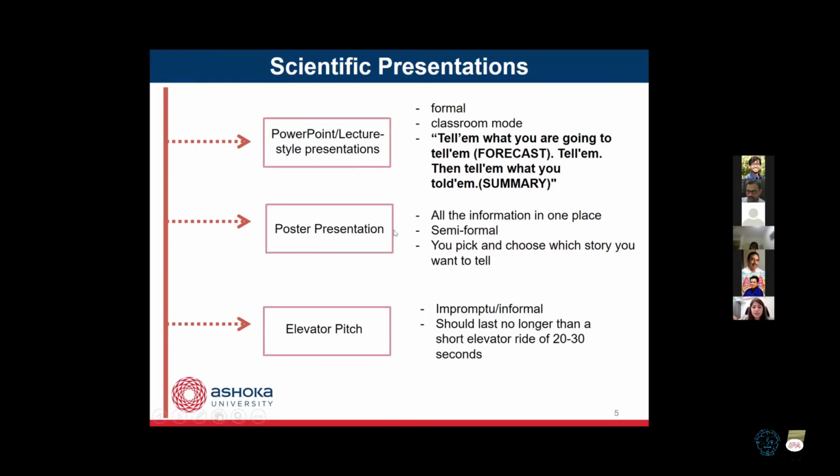Next up is the poster presentation. In a poster presentation, this is more of a semi-formal sort of presentation mode. Nobody is judging you on your presentation style. So it's a very good opportunity to hone your communication skills.